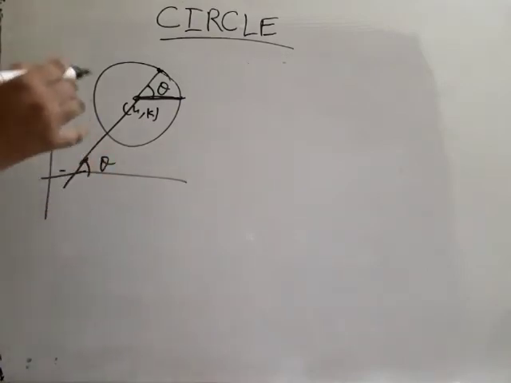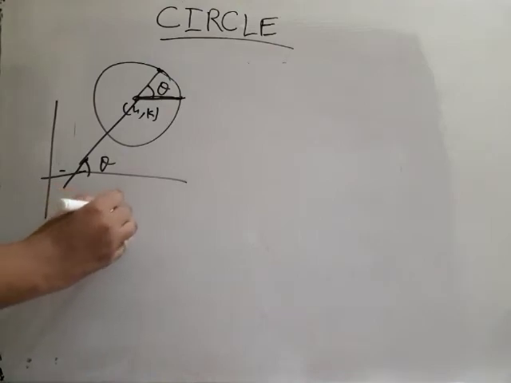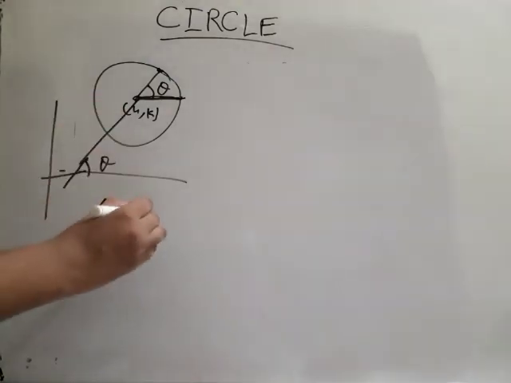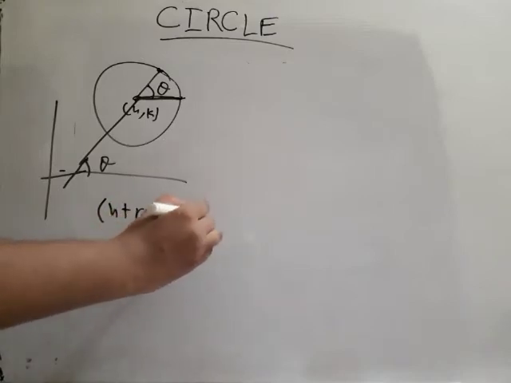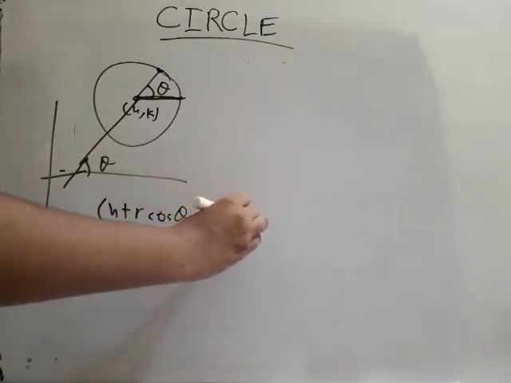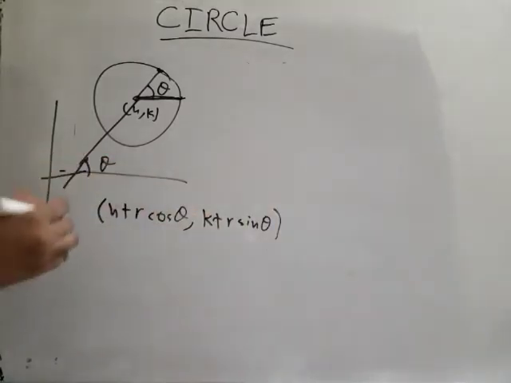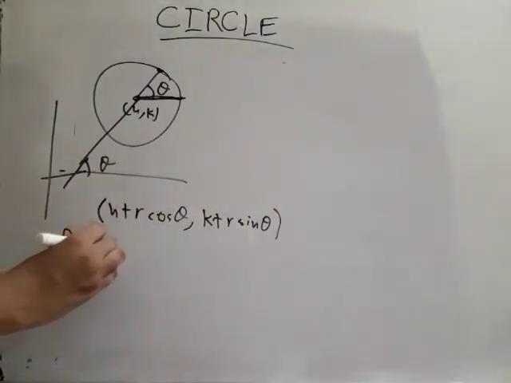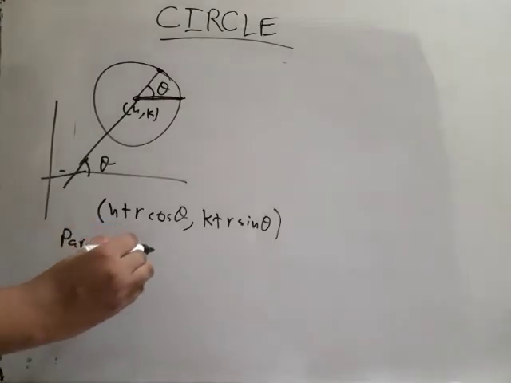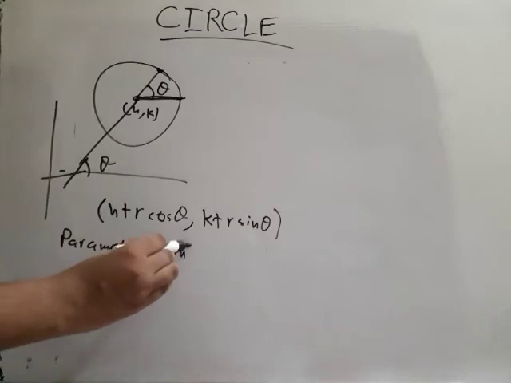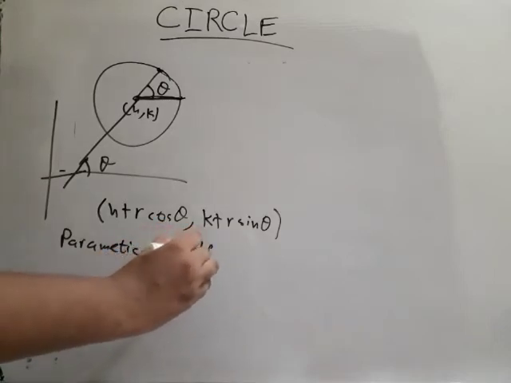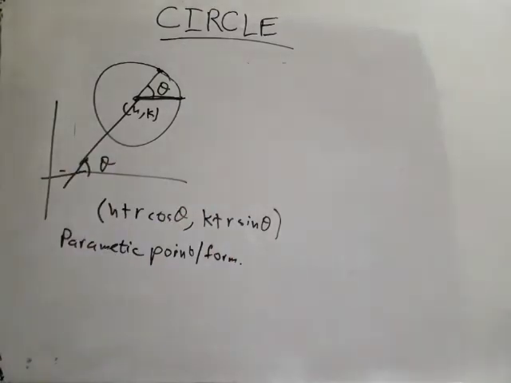So the coordinates of that point becomes h plus r cos theta, where r is the radius, comma k plus r sin theta. So this is the parametric point, or parametric form of a circle. Suppose the center of the circle is the origin, then h becomes 0, k becomes 0. So it is r cos theta and r sin theta.